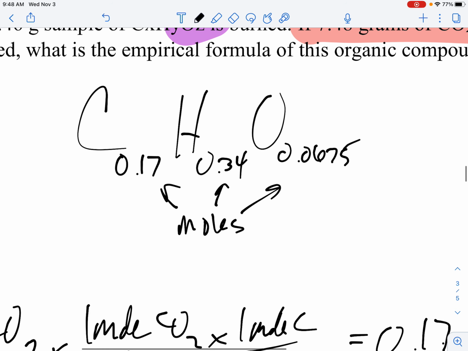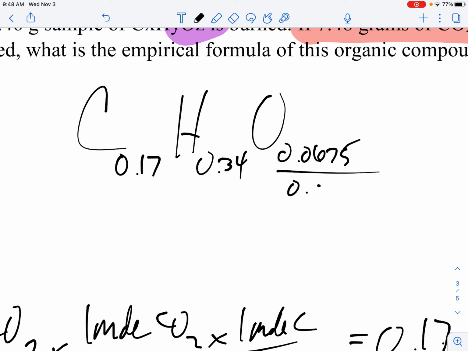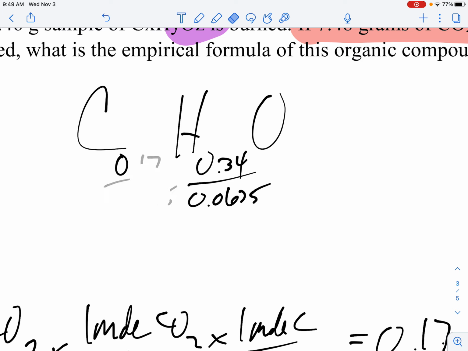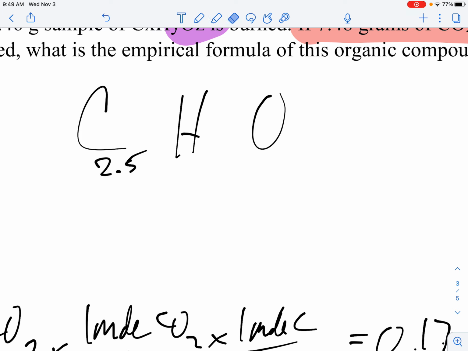0.0675. So now that I have all the moles of everything, all I do now is divide by the smallest of the numbers. So divide that by 0.0675, divided by 0.0675, divided by 0.0675. And so that then is obviously going to be 1. So 0.17 divided by 0.0675 gets me 2.5. And then that will then be 5. That was there. 0.34 divided by 0.0675. It's going to be 5.